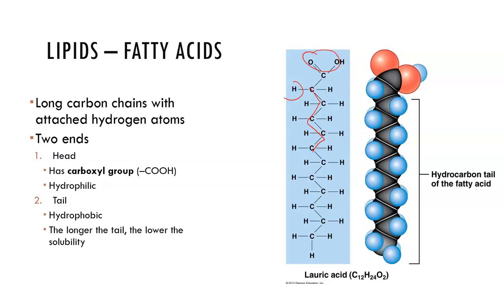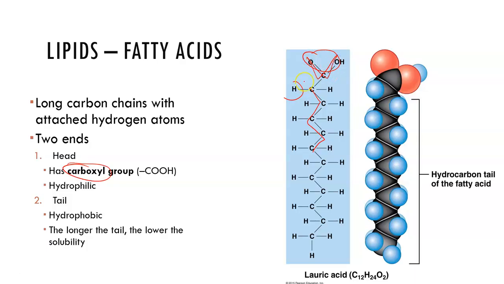Okay, so in the fatty acids, you have this long tail that's got the carbons and the hydrogens, and this is going to be hydrophobic. So the tail is hydrophobic. We see those nonpolar covalent bonds. Whereas the head has the carbon and the oxygen and the hydrogen. This is what we call a carboxyl group, and it is polar in nature.